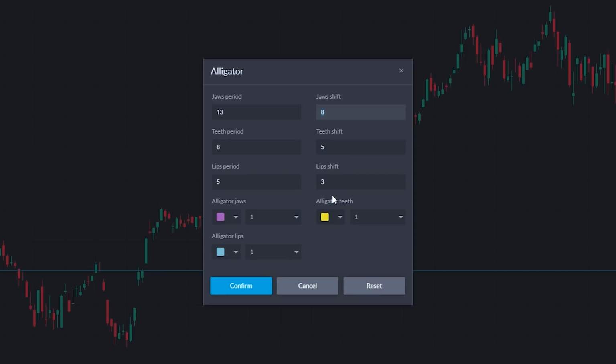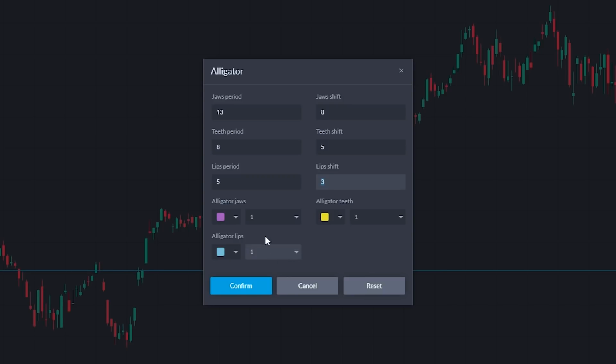The teeth is a slightly faster moving average. It's an 8 period moving average, and that's shifted forward by 5 bars on the chart. And then the lips is the quickest moving average of the three, so it's a 5 period moving average, and it's shifted forwards by the smallest amount. It's shifted forward by 3 bars. And the classic colours are usually blue for the jaws, red for the teeth, and green for the lips.